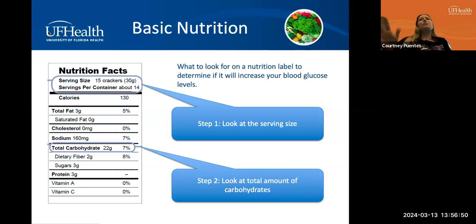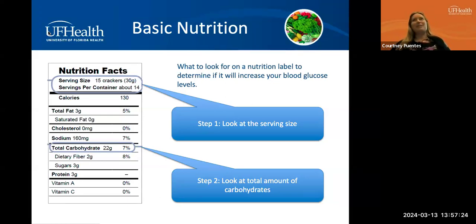Nutrition facts labels are getting a lot better. For this purpose, I'm not going to go into all the information on the nutrition facts, but for diabetes, one of the things that we really look at is carbohydrates. The label can tell you what foods are going to increase your blood sugar. So always look at the serving size first. The serving size for this example is 15 crackers. And you also look at servings per container.